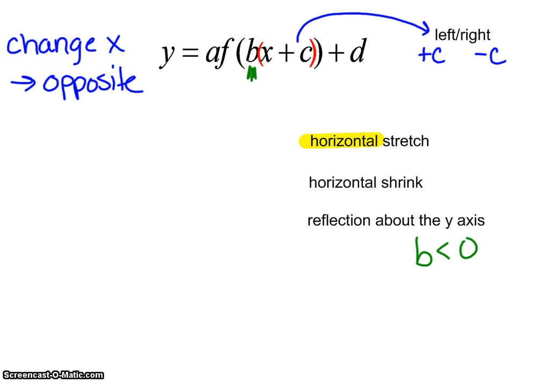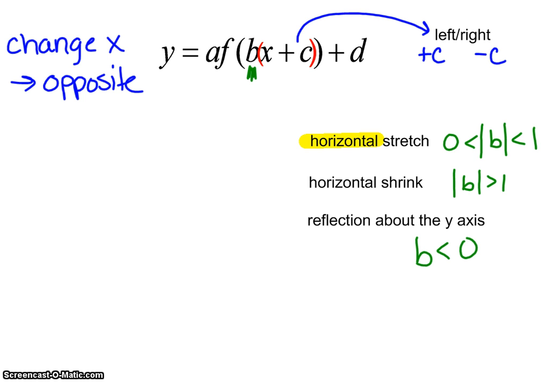A horizontal stretch. Well, a stretch vertically was when the number piece was greater than 1. So now it's going to be when that number piece, the absolute value of B, is between 0 and 1. So again, we want to do the opposite. Same idea with the shrink. A shrink vertically was when it was between 0 and 1, but a shrink now is going to be when that value, the number part, is greater than 1.